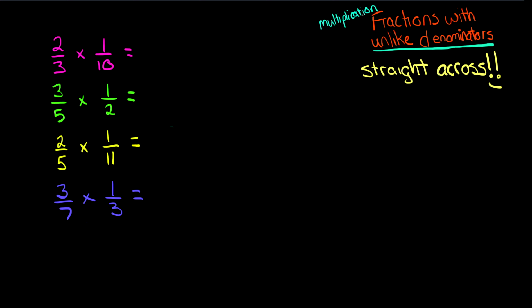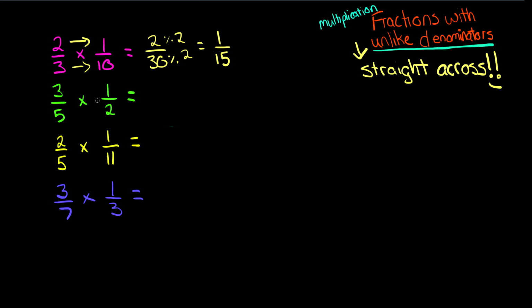We are now moving on to multiplication of fractions with unlike denominators, and the main thing I want you to remember is that we are just going to multiply straight across, and we're going to simplify when needed. I have had students in the past that think that there is something to do with cross multiplication, but no, all we do is multiply straight across. So our first one is 2 over 3 times 1 over 10. 2 times 1 is 2, and 3 times 10 is 30. But we can reduce this because both of these numbers can be divided by 2, so this equals 1 over 15.